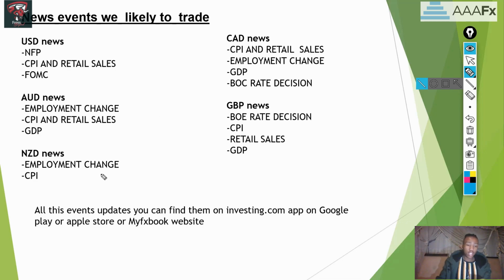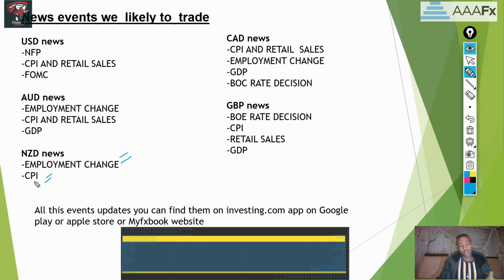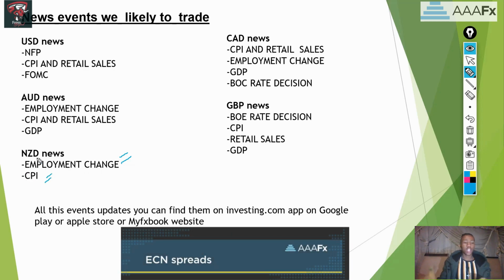And then under the NZD news, we have the employment change and the CPI. I did explain about the employment change and the CPI. We focus on the unemployment rates and the employment rates of the economy. And here we focus on the consumer spending and the prices we have for the economy. So these are very, very important indicators for the New Zealand news.